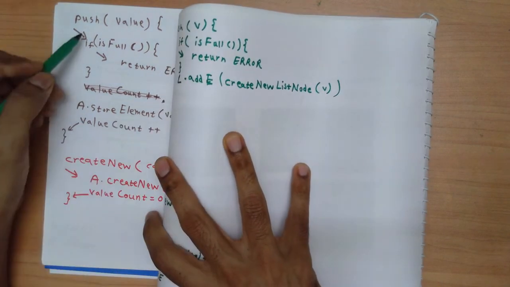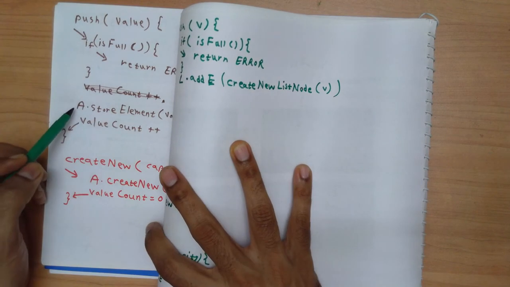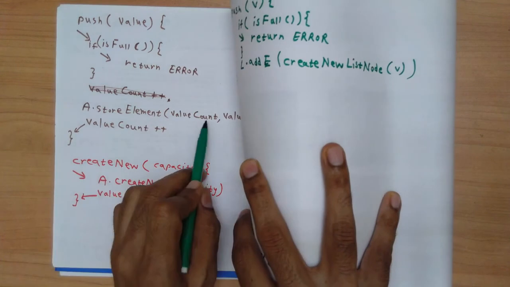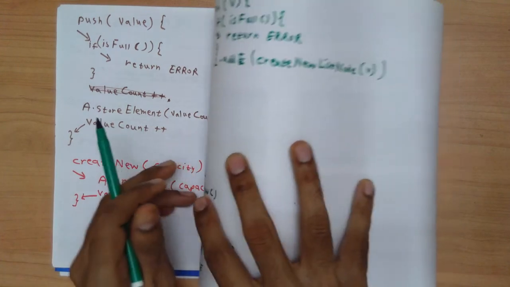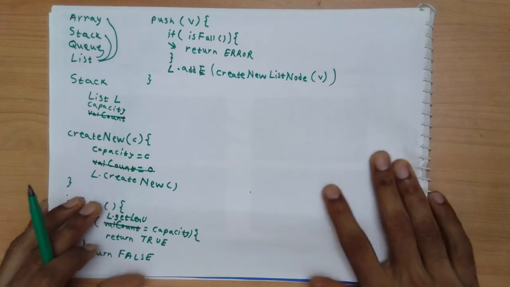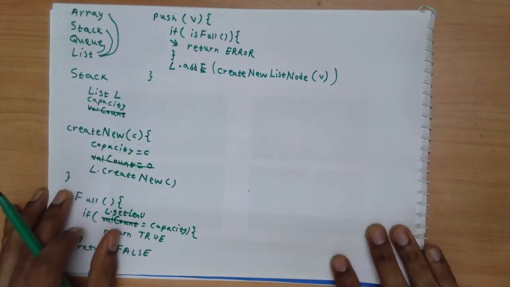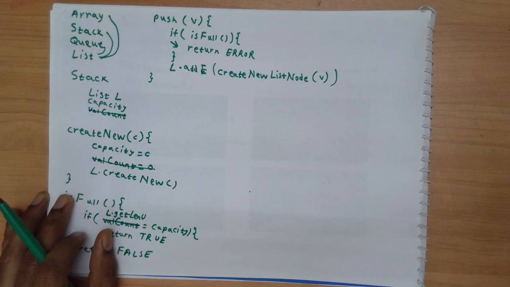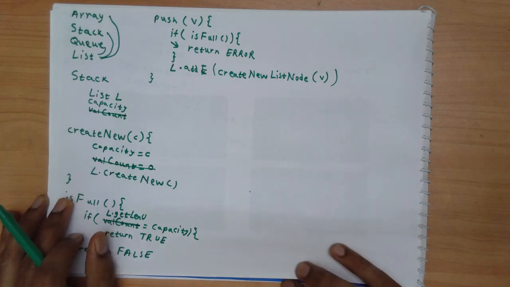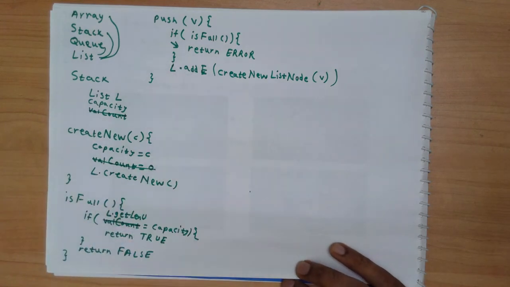So first part is same. For the second part, we directly stored the element in the array, but we were maintaining the value count. That is not required in the case of a list, and we are adding the element at the end of the list. If I add an element at the end of the list, remember what is going to happen. We are going to go to the last node in the list, and then we are going to add one extra node. That's the way add end works out.